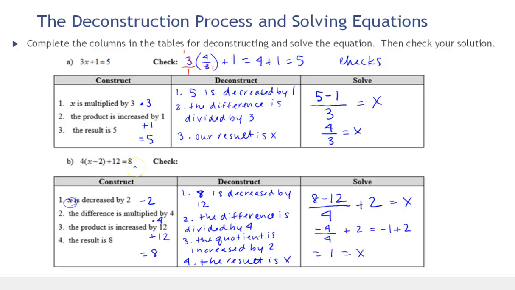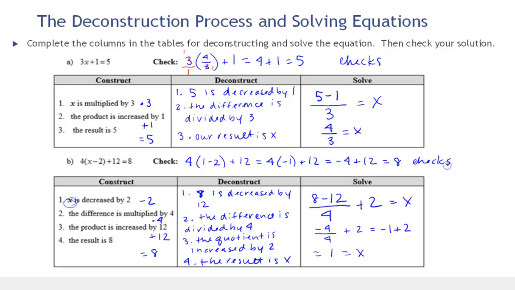So let's go and check it. So I'm going to evaluate the left-hand side for x equals 1, and if this is truly the solution, it should simplify to 8. So we have 4 parentheses 1 minus 2 plus 12. Okay. First we perform the parentheses. 1 minus 2 is negative 1. So 4 times negative 1 plus 12. Then we multiply. 4 times negative 1 is negative 4. So we have negative 4 plus 12. And then we add negative 4 plus 12 is 8. Okay. So our solution checks.